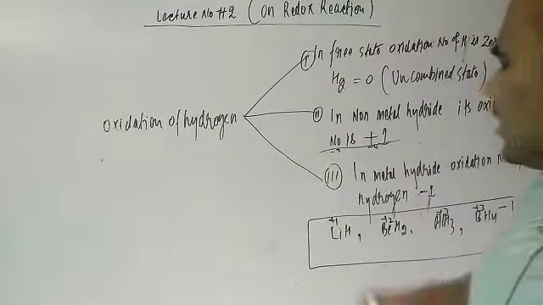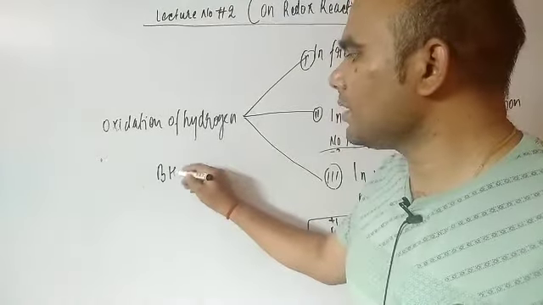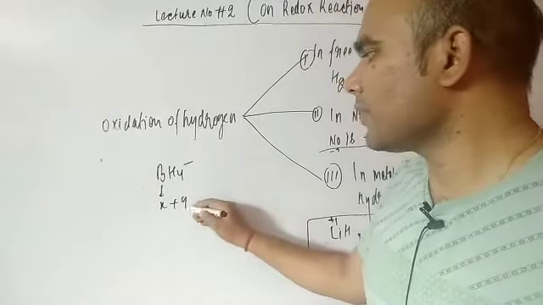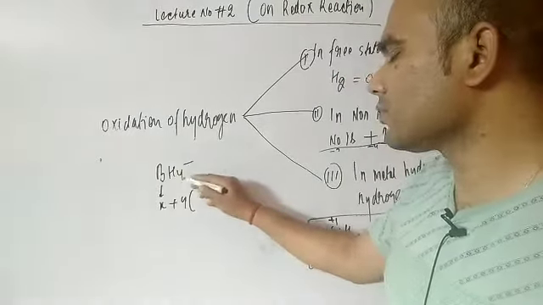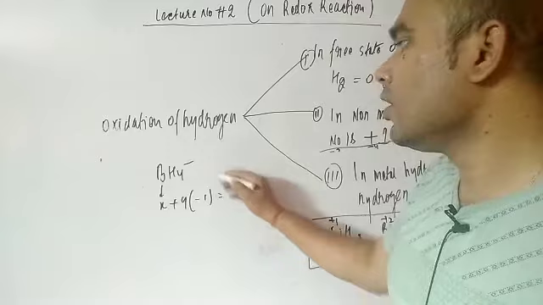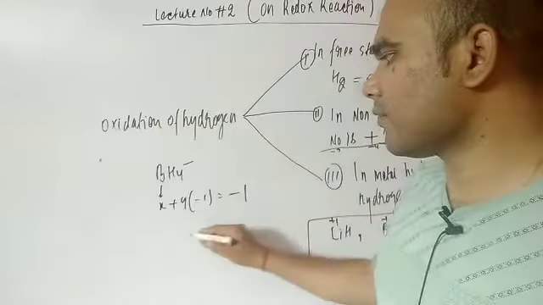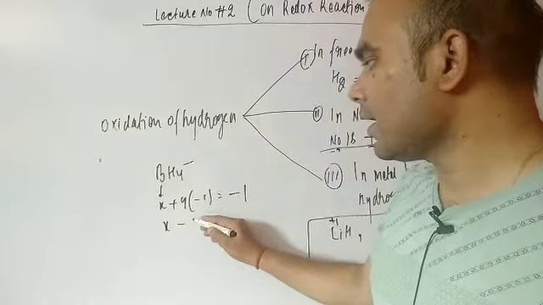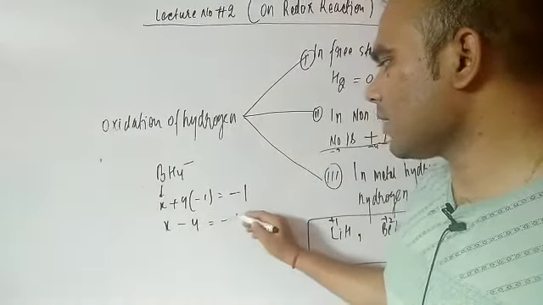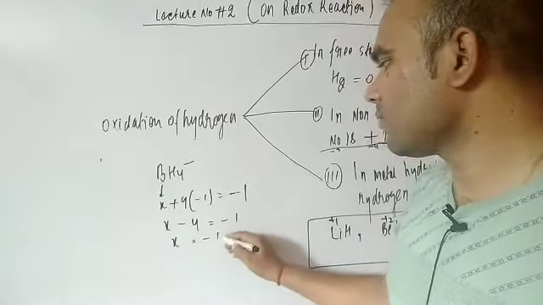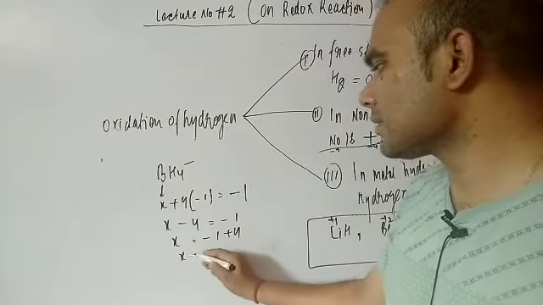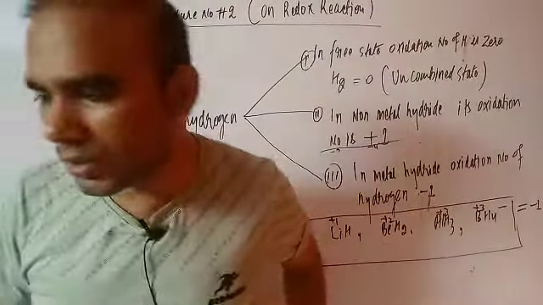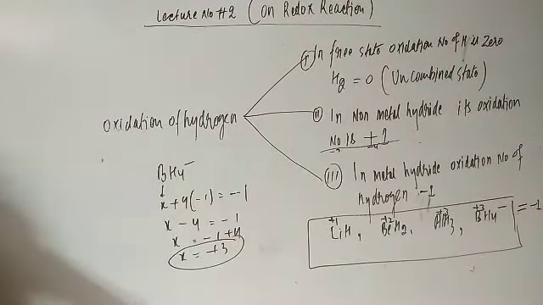So rule number 1 we are studying till now, student. This is BH4 minus. So boron we don't know, that is X. Hydrogen, how many? 4. Hydrogen is -1, equal to total charge, how much is there, student? -1. So X minus 4 equals -1. So X is equal to -1 plus 4. So X is equal to how much, student? Plus 3.